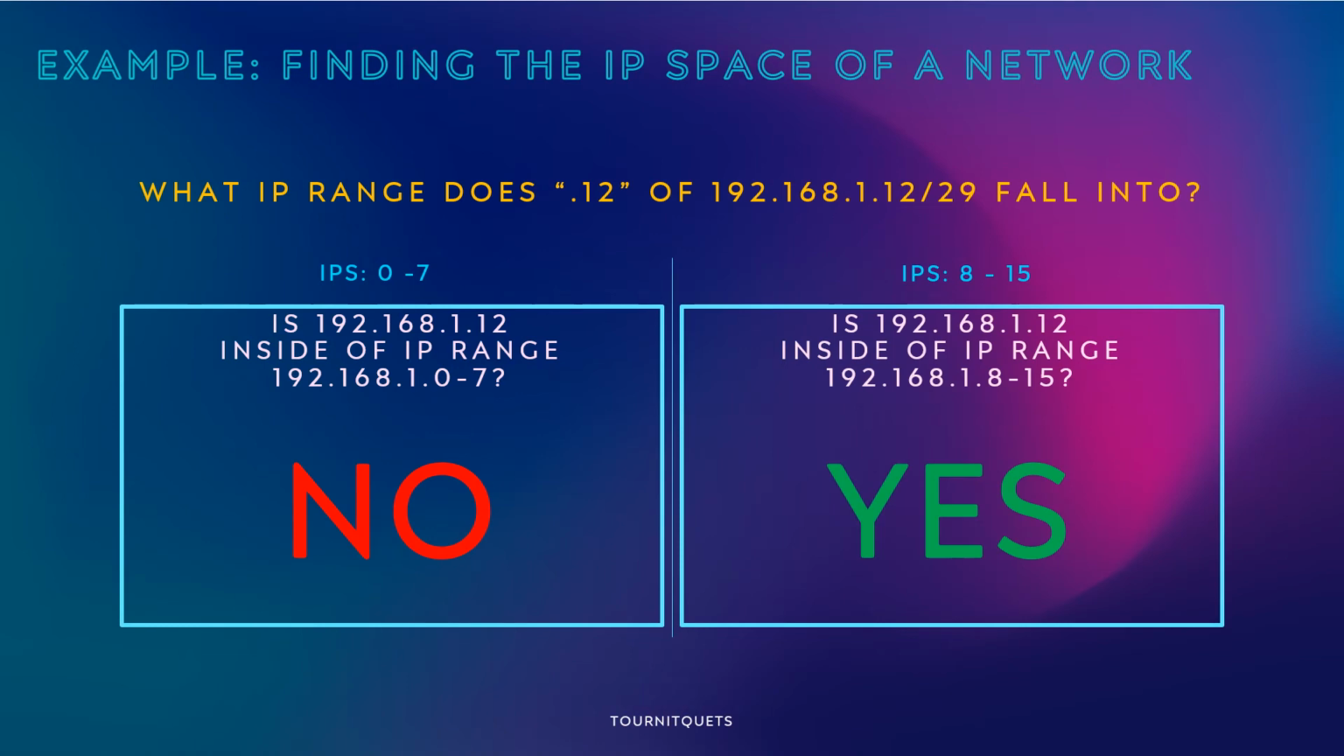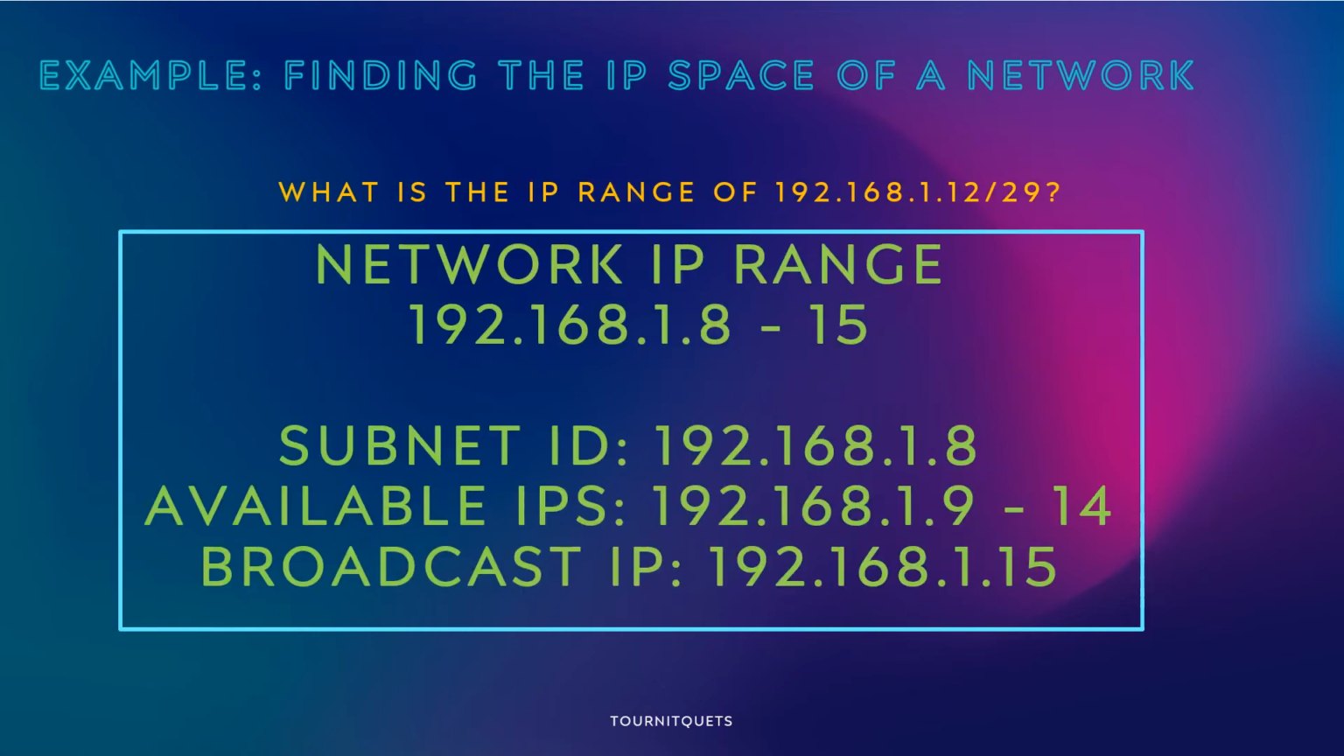Now, by counting multiples of 8, can you tell me which range the last octet of your IP falls into? Let's start with the first multiple of 8, which is 0 through 7. Does the last octet of your IP fall within this range? No, it does not. How about the next range, which is 8 through 15? Does the last octet of your IP fall within this range? Yes, it does.